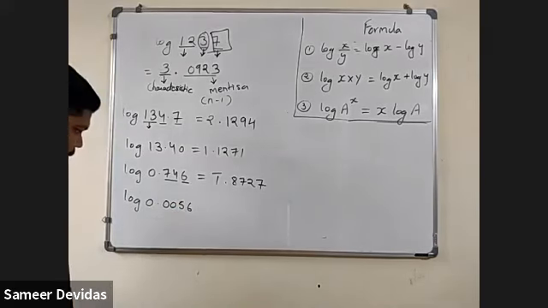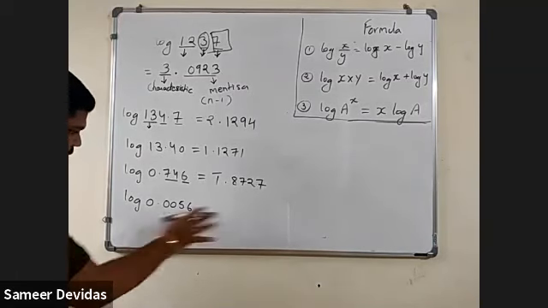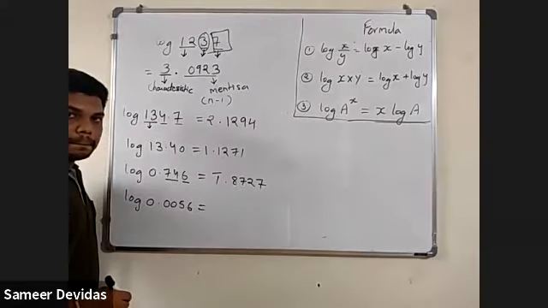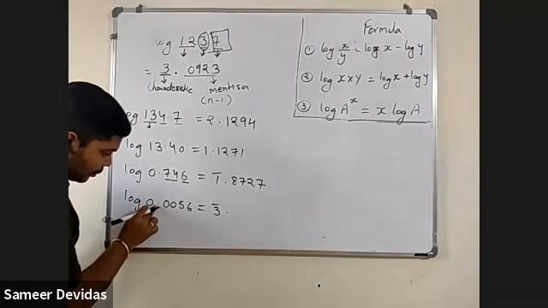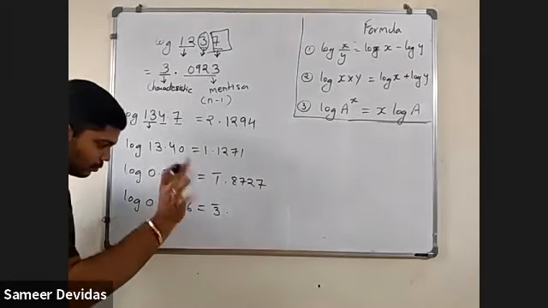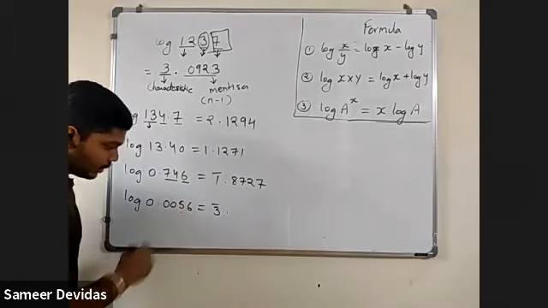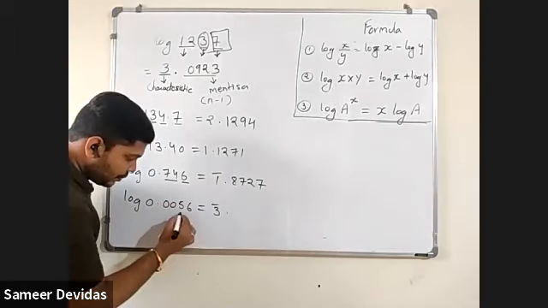Then log 0.0056. Okay, this is the number. Can you tell me now what is the characteristics? Minus 3. Very good. That is bar 3 you can see. And Mantissa is what here? See here. 0, 0, 0. All zeros are there, so don't consider. It starts from the non-zero digit, that is 5. So 56 is considered as 1, then more 2 zeros you have to consider.